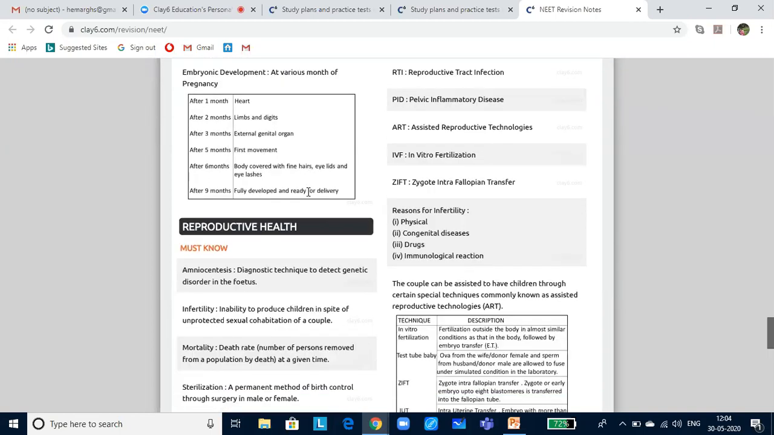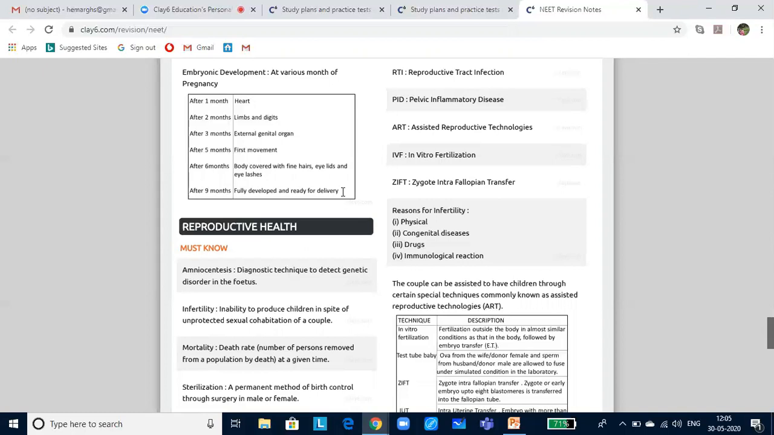After 5 months, a lady will be able to feel the first movement of the fetus. After 6 months, the body is covered with fine hairs, eyelids, and eyelashes. After 9 months, it is fully ready for delivery. So this is what we call the gestation period in human beings, 9 months or 36 weeks.